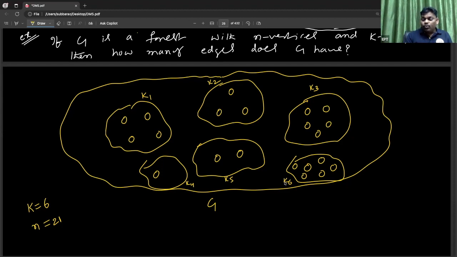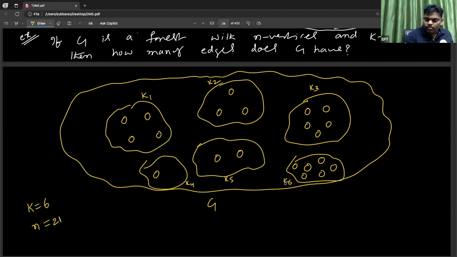But can you help me, with 4 vertices, maximum how many edges are possible? K4 with 4 vertices. What is the answer? 4 into 3 by 2, 12 by 2, I think 6. Am I right or not?